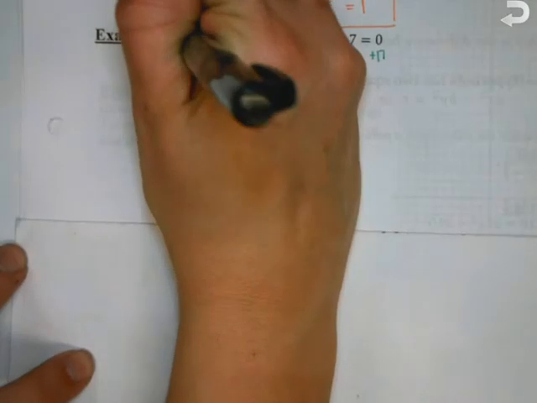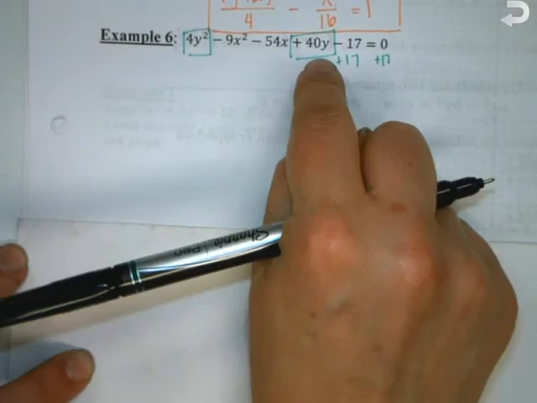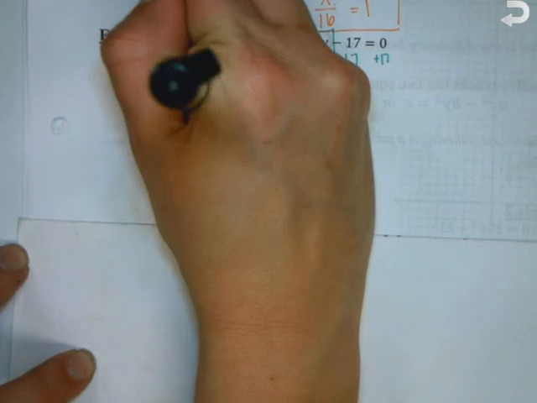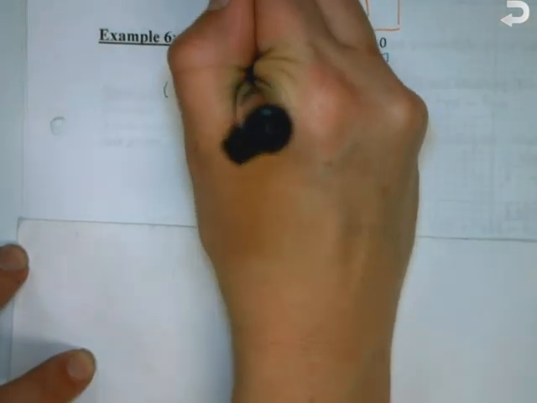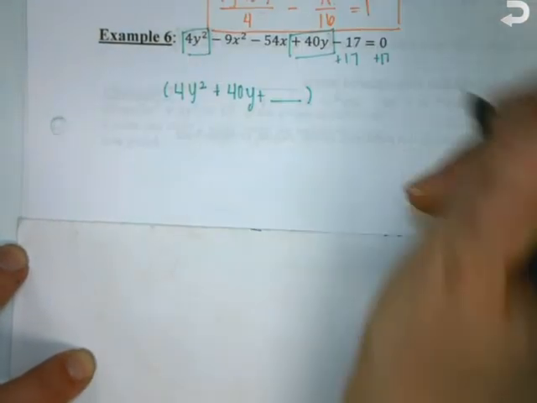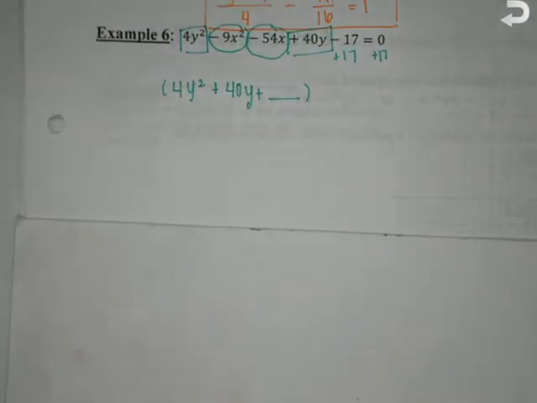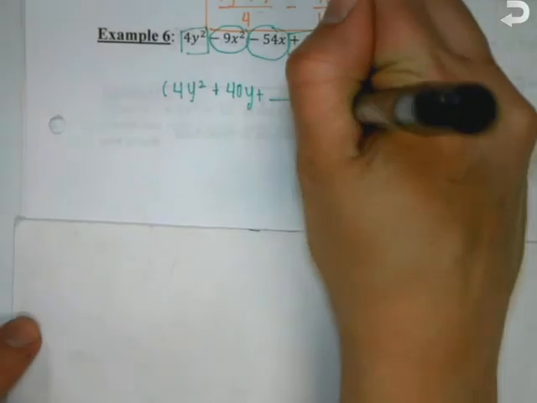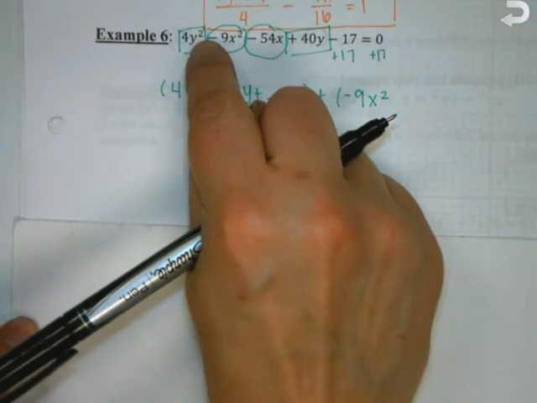Okay, and then I have negative 9x squared and minus 54x. Before you do anything, we're going to add those two together because that negative is attached to the x squared. It's attached to the 9. So we have to keep negative 9x squared together. And that's going to be equal to 17 plus blank plus blank.